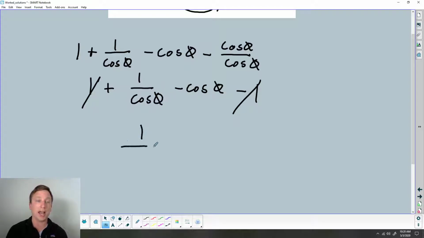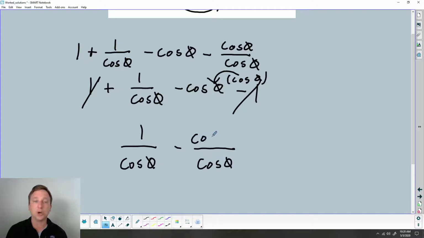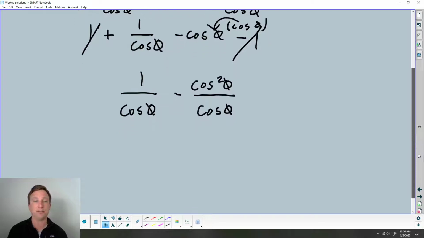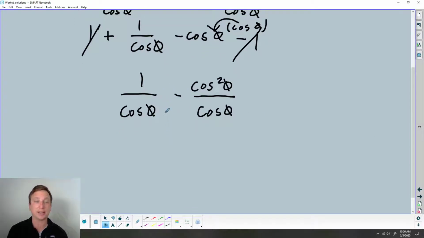So we already have the left side over cosine theta. And now on the right side, we need to multiply this by cosine theta over cosine theta. So we get this cosine theta in the denominator. Well, what we're doing here is we're actually multiplying this by cosine theta, this being the numerator of it, so we're left with a cosine squared theta because we're multiplying cosine theta by itself. And now we can subtract these. So we have 1 minus cosine squared theta all over a cosine theta.